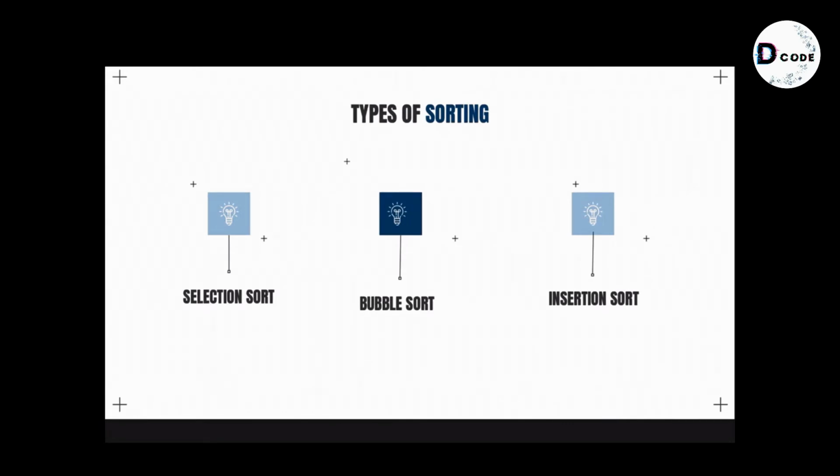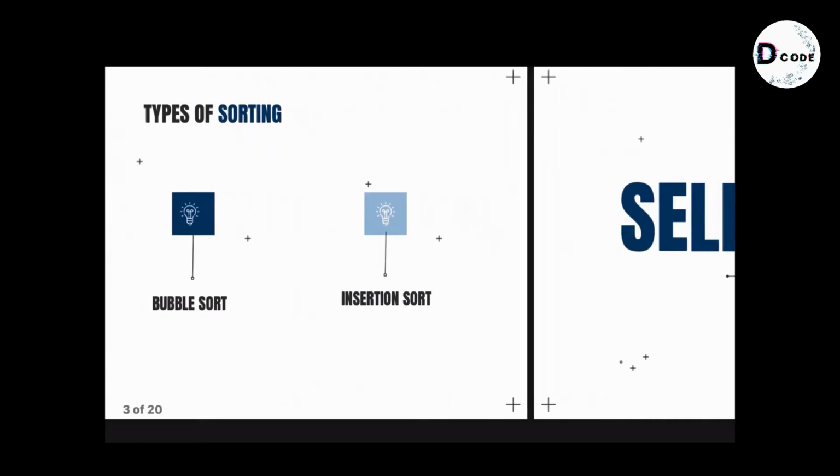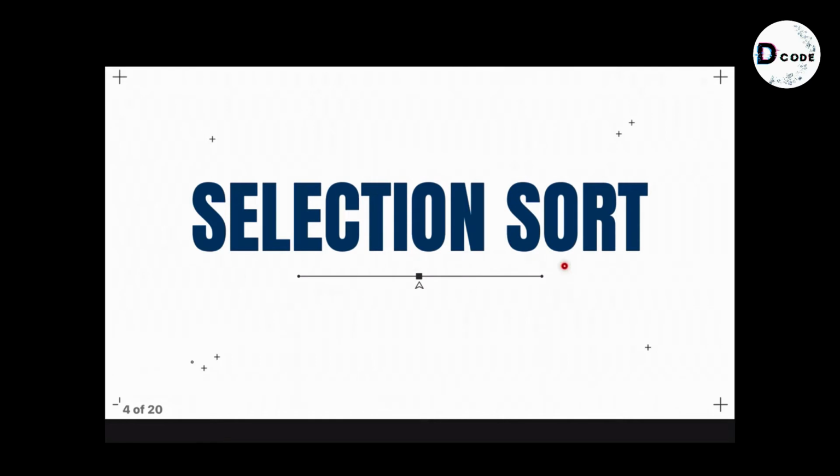Basically, there are three types of sorting techniques: selection sort, bubble sort, and insertion sort. The major difference between these three sorting techniques is that we will be comparing different index items for different techniques. Let's start with selection sort.